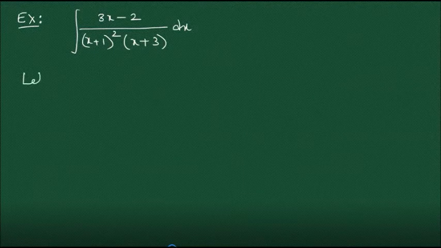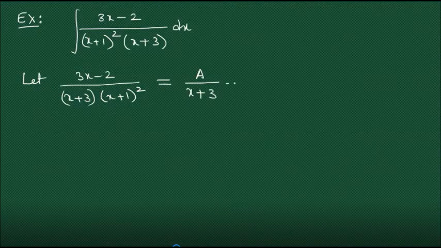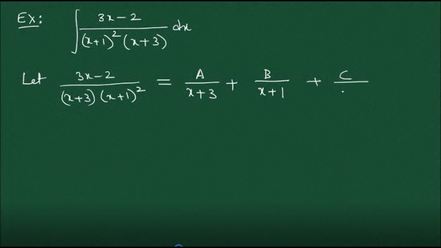Okay, let (3x - 2) / ((x + 3)(x + 1)²) be equal to, first structure, a/(x + 3) + b/(x + 1) + c/(x + 1)².